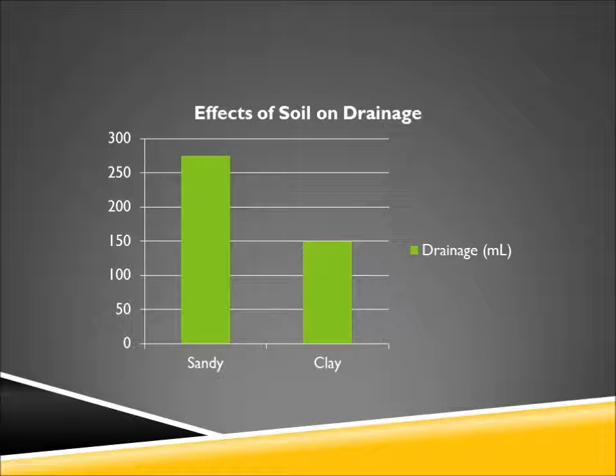Effects of soil on drainage. And you can just see right there, that's basically how it's supposed to look, but again, some fatal flaws. For the sandy and clay, beneath that, in the middle would be type of soil, and then from 0 to 300, you should put drainage in milliliters or ml.